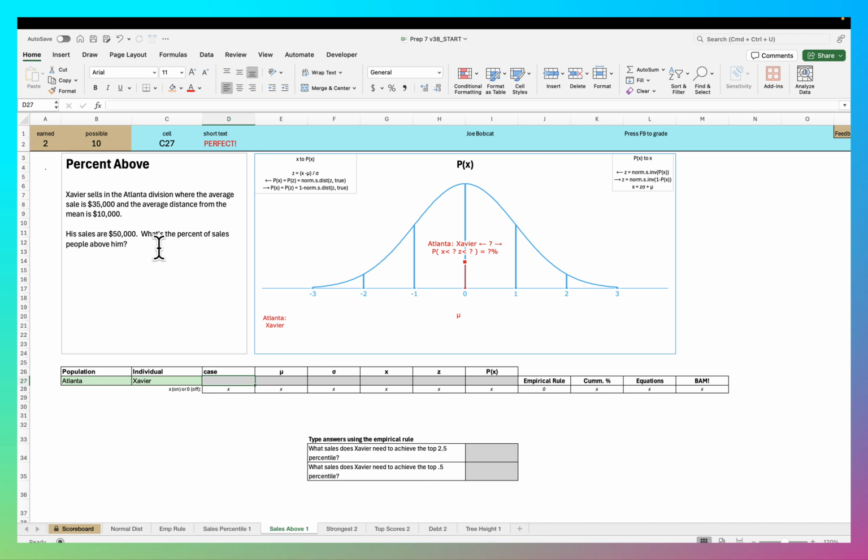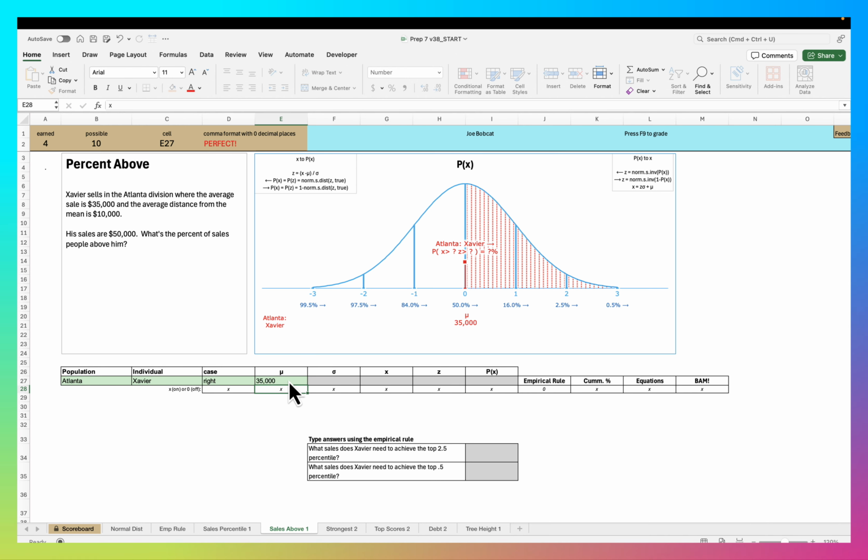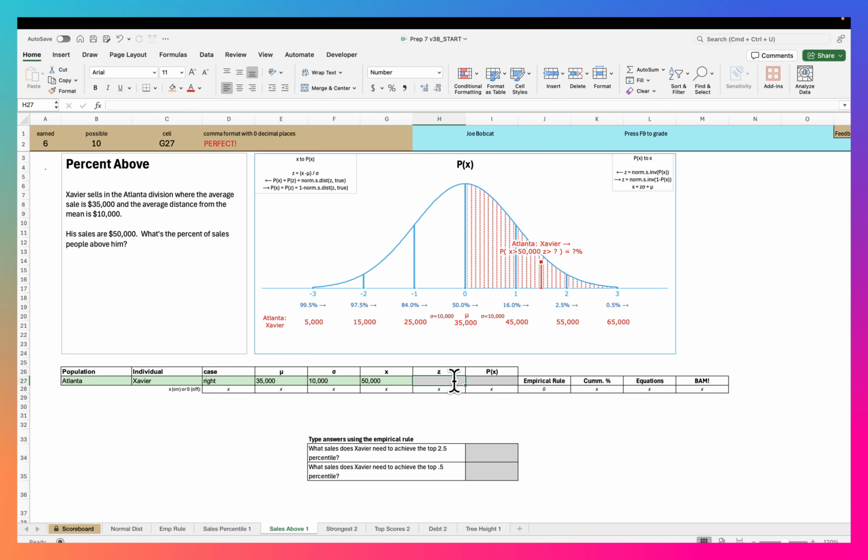It says what percent of sales are above him. So this one's looking right for the case. The mean is 35,000 for the division. The standard deviation for the division is 10,000. It's the average distance. And Xavier's at 50,000. All right, so he's here. And now we need his z-score. So that's x minus the mean divided by the standard deviation.